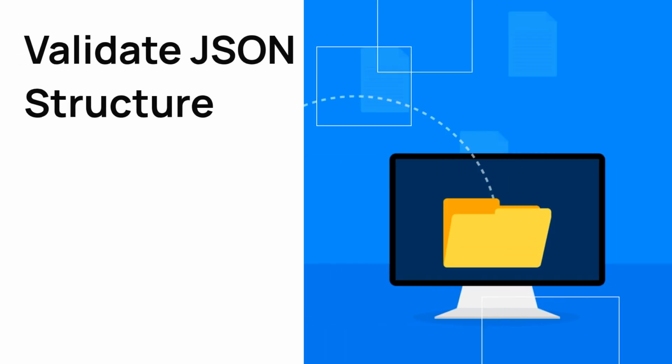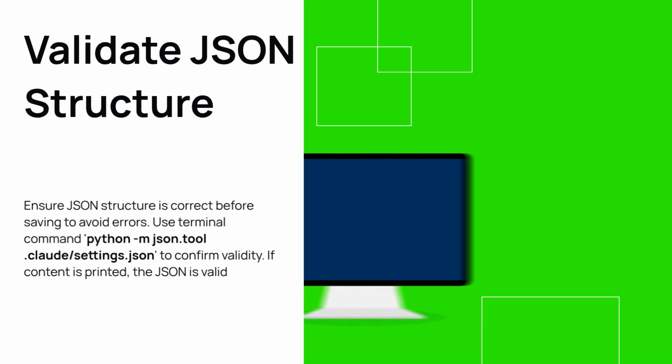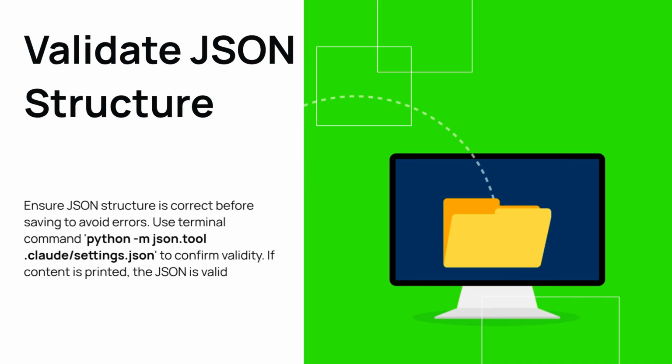After saving, validate the JSON structure manually. Mismatched brackets or a trailing comma will cause the entire settings file to fail. Open a terminal and run python -m json.tool .claude/settings.json. If the command prints the file content back, the JSON is valid.